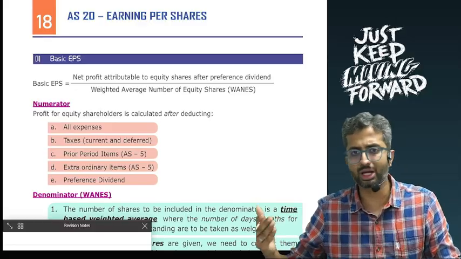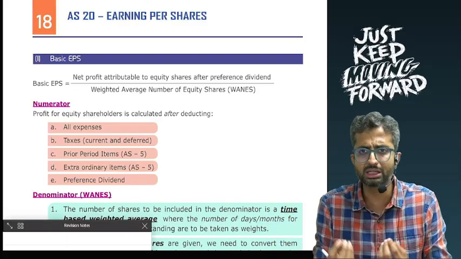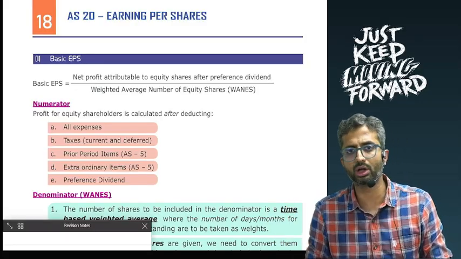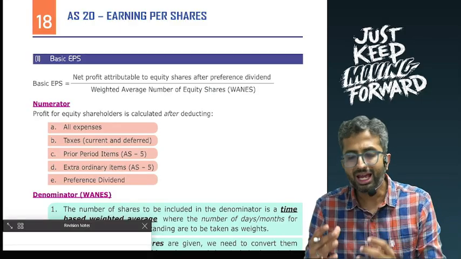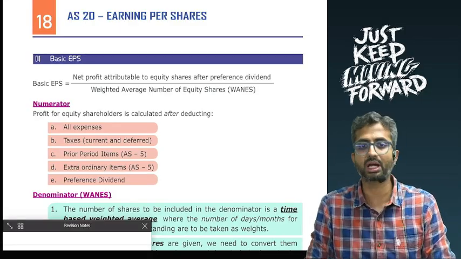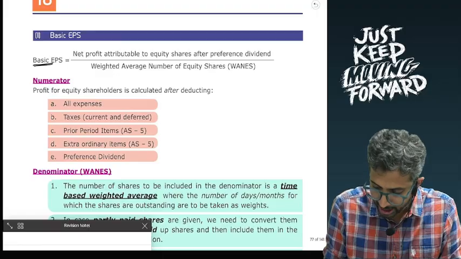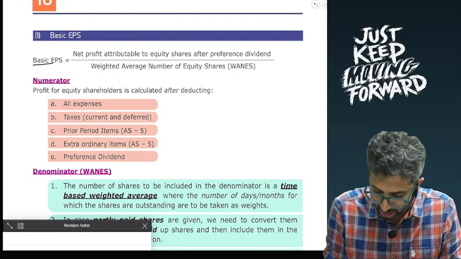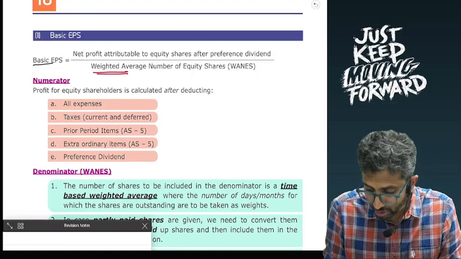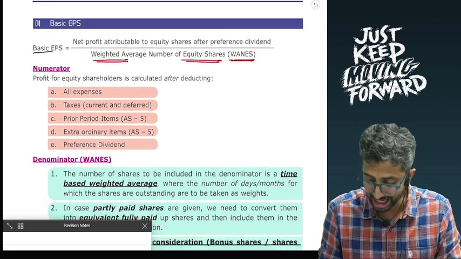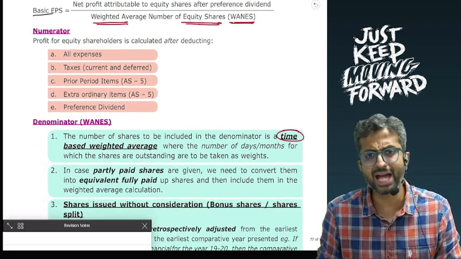However, the remaining 9 shares were issued somewhere at the end of the year, and hence the resources will be there with the company only for, let us say, a few days, and hence we have to consider that as well while calculating our EPS. So when you calculate basic EPS, in the denominator you will take the weighted average number of equity shares, also called WANES, where you will take the time as weight.